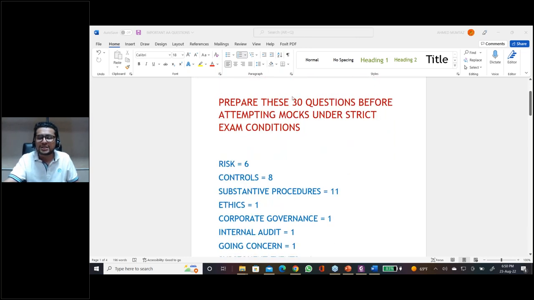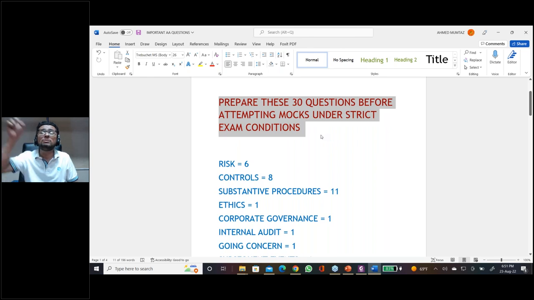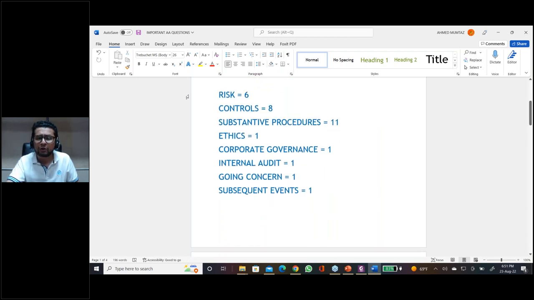Prepare these 30 questions before attempting mocks under strict conditions. So if I'm saying 3 mocks, it means there will be 3 mocks, means 9 more questions apart from these 30. Once you are done with these 30 questions, you are ready for the mock exam. Now, what's the breakdown of those 30 questions? Risk 6, controls 8, substantive procedures 11.